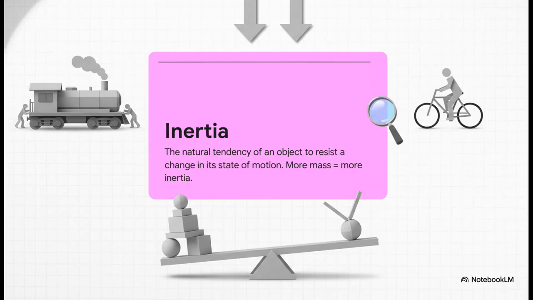So this tendency to resist a change in motion has a name, inertia. And how much inertia something has is all about its mass. It's that simple.